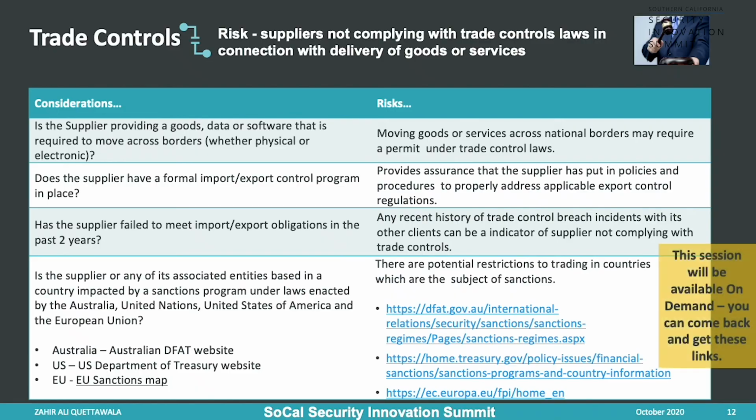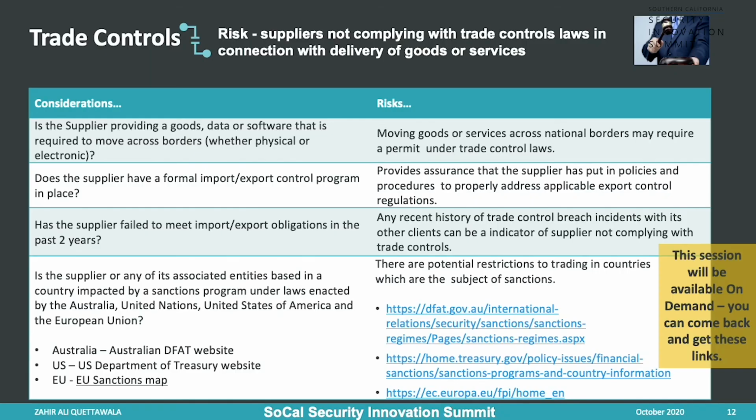The last point, point number 10, is related to trade controls, that is, the risk of suppliers not complying with trade controls in connection with delivery of goods and services. Remember that this is important whether it's a physical item or a software or soft item, and especially if they are moving across borders, then border controls and trade controls of that particular country need to be considered.